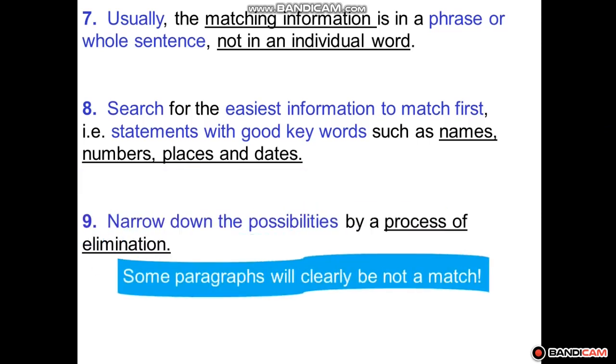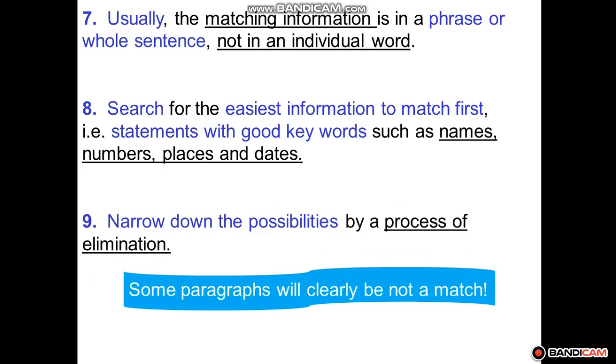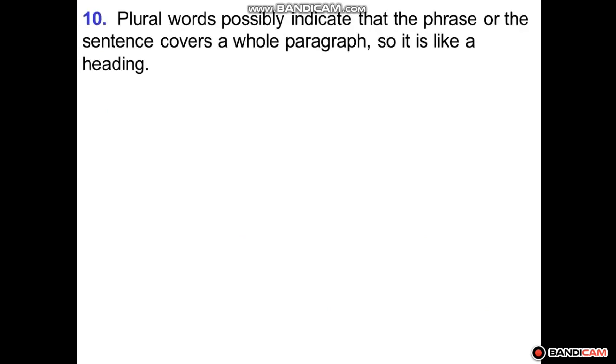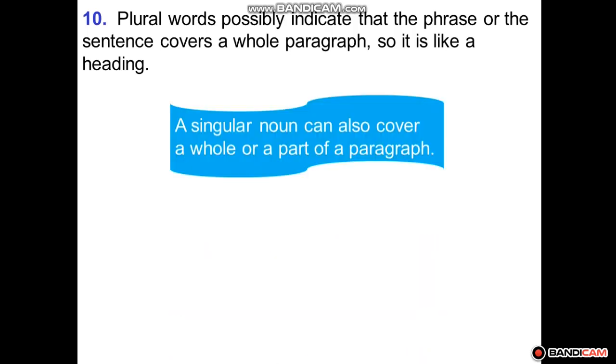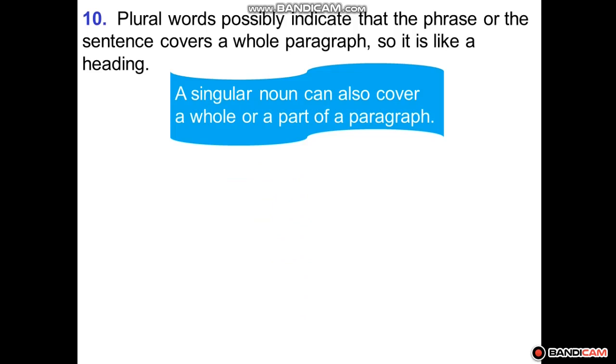Some paragraphs will clearly not be a match at all, but still you have to go through them. You cannot eliminate them from your search. Number 10. Plural words possibly indicate that the phrase or the sentence covers a whole paragraph, so it's like a heading. A singular noun can also cover a whole or a part of a paragraph. Also keep this in mind.